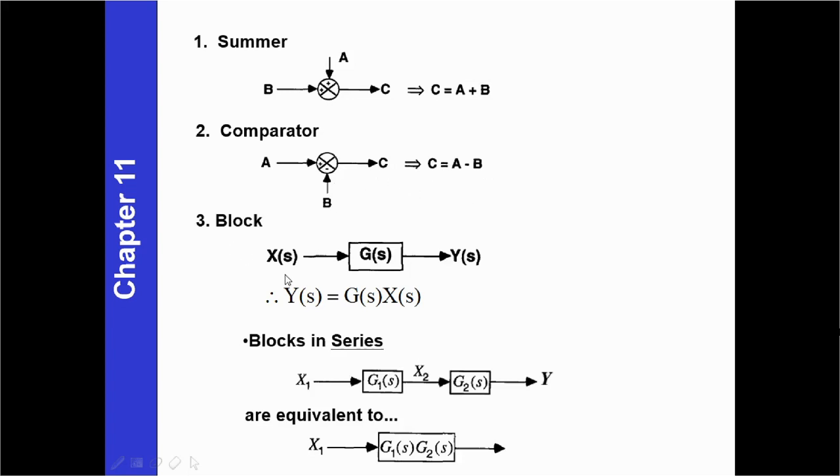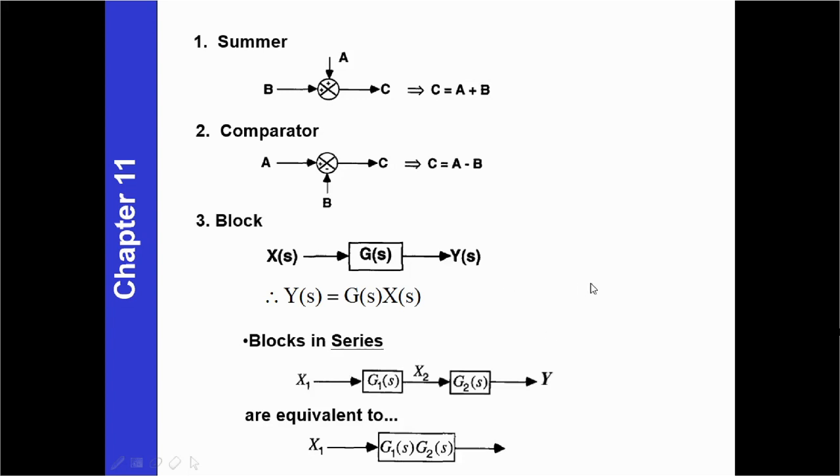For a block, we say the input Xs comes into the function Vs, giving you Ys. So in this case, Ys is equal to Vs multiplied by Xs. This is also considered as blocks in series. So in this case, x1 goes through g1s, then through another transfer function g2s, giving you y. This can be simplified further to be equivalent to x1 through g1s multiplied by g2s giving you y. So this is y.